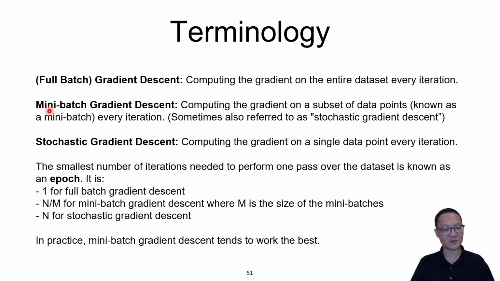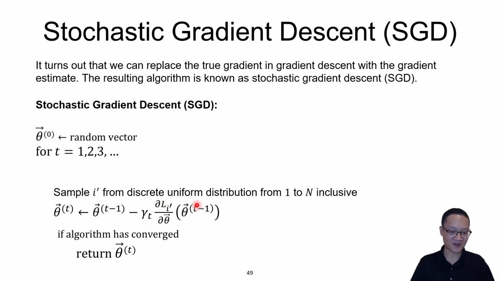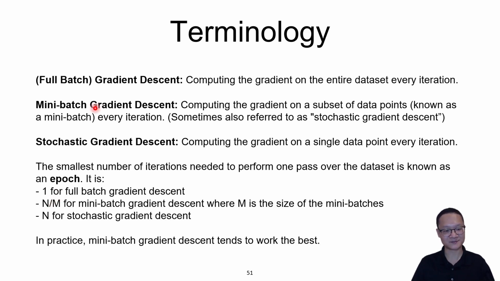Okay, but what is actually more common is called mini batch gradient descent. This is computing the gradient on a subset of data points. This subset of data points is called a mini batch. A lot of times when people say stochastic gradient descent, what they really mean is mini batch gradient descent, because this is the most common version. The main difference here is that instead of having just partial Li prime, partial theta, we're going to add up a few terms, not all the terms. So we don't have a summation from 1 to n to calculate the gradient, but we're going to sum over some of the terms. And the number of terms you add up when calculating the gradient is called the size of the mini batch.